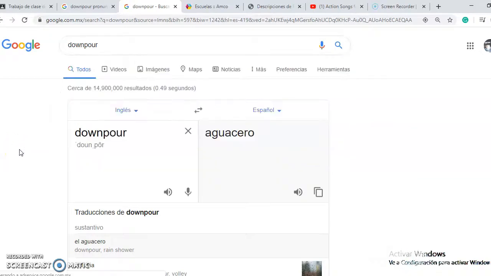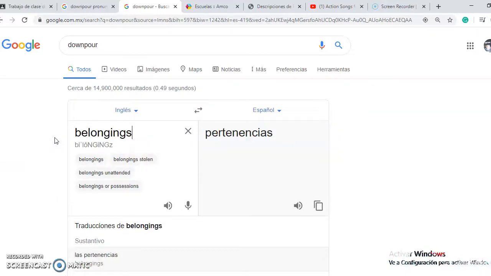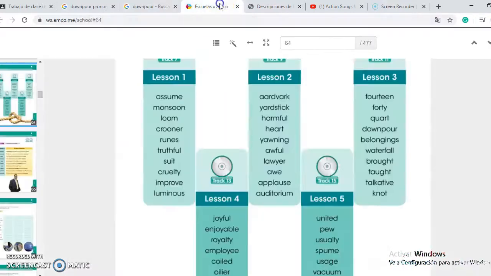What is the next one? The next word is belongings. Belongings. This is what it means, and I can check the pronunciation. Belongings. One more time. Belongings. This is how I'm going to pronounce the word belongings.